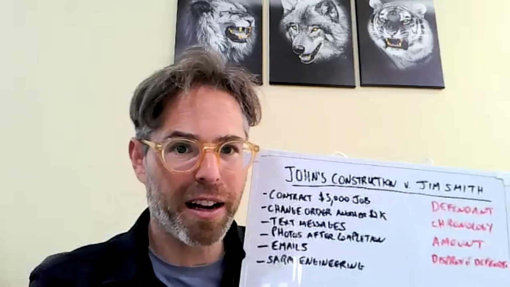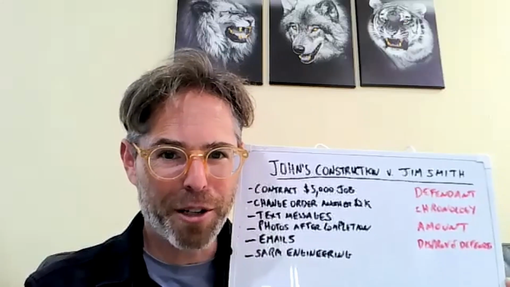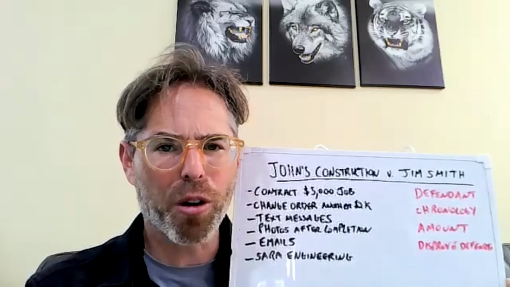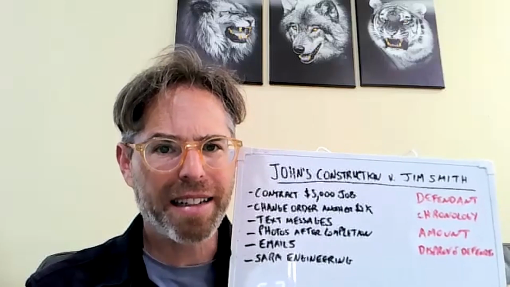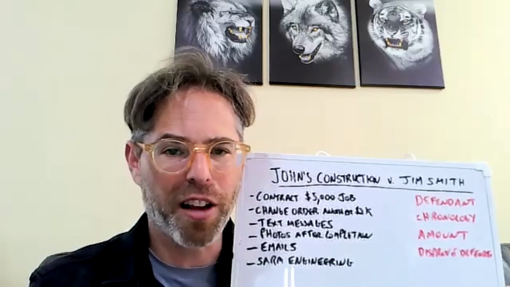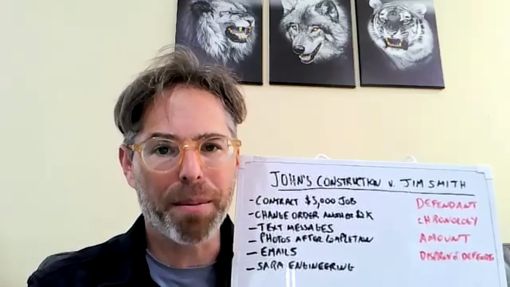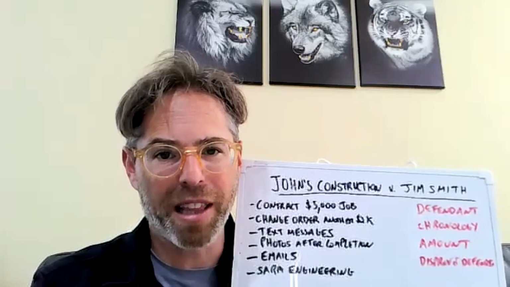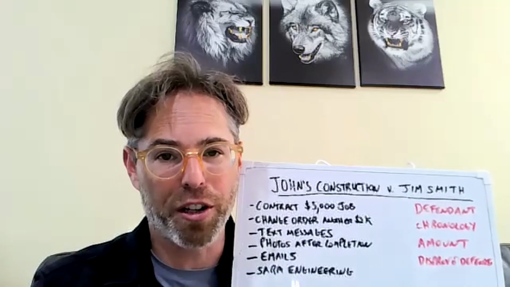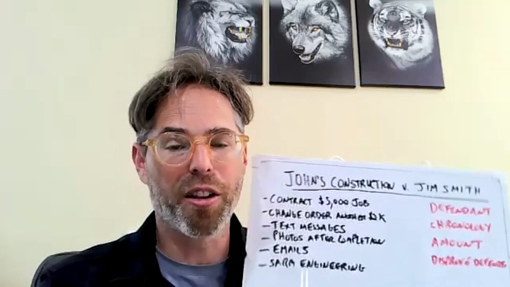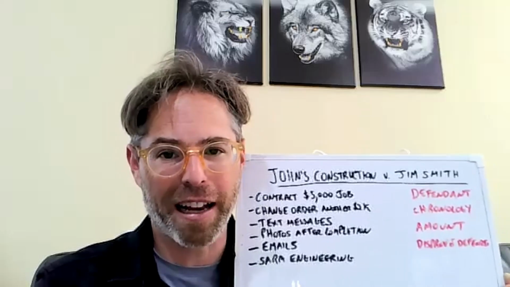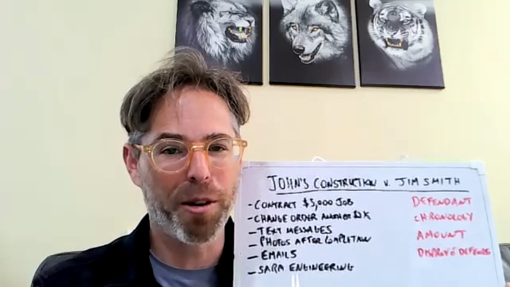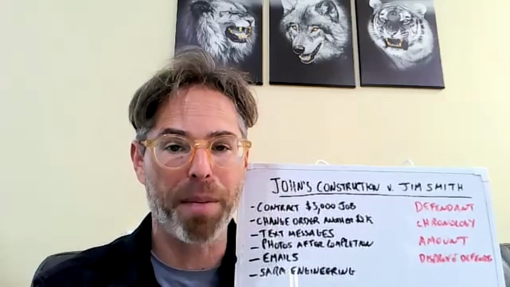And all of a sudden, John gets an email from Jim Smith stating that the work you did was shoddy. I didn't like the fact that you did such and such, and I'm not going to pay you anything. Now, there may be cases where Jim Smith says back, well, I'll pay you $3,000, but I'm not paying you the $5,000 or the $2,000 for the change order. So there are all sorts of different fact scenarios that could happen in a small claims court dispute. But let's say this is a case where Jim Smith says, I'm not paying you anything.